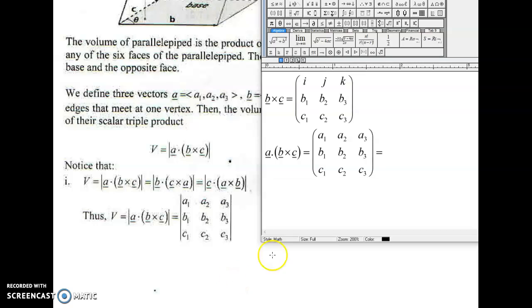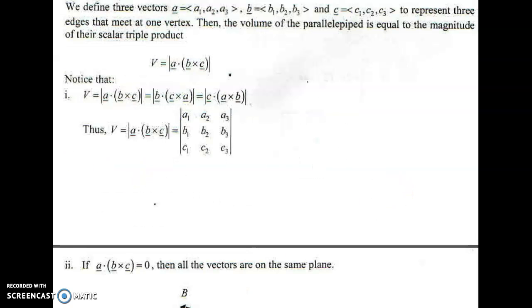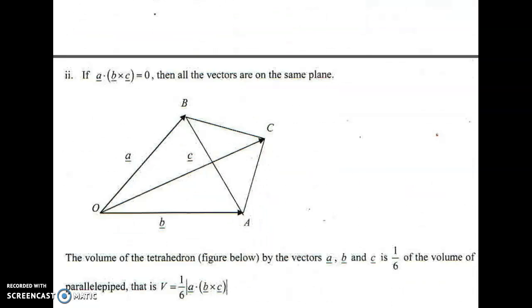Now there's one property that you might want to know. If this calculation is equal to 0, meaning there is no volume, it is not a parallel pipe. It is just one flat plane with no volume. That's why it is 0.